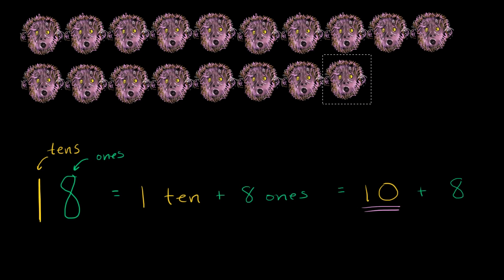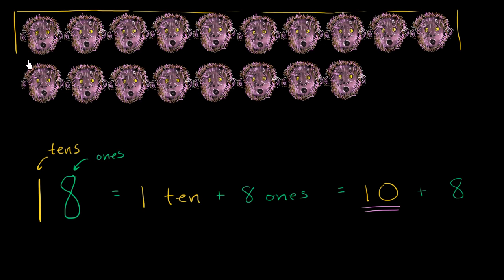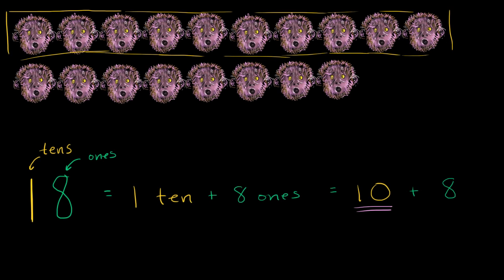So how many more did we add? Well, once again, we started with this 10 right over here. Let me box them off. We started with these 10 monkeys. So that's one group of 10 right over there. So we started with the 10. And then we added 8 more monkeys.